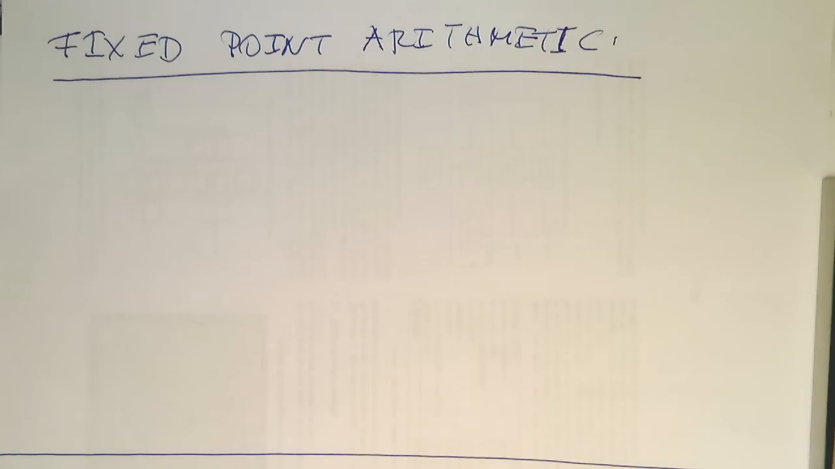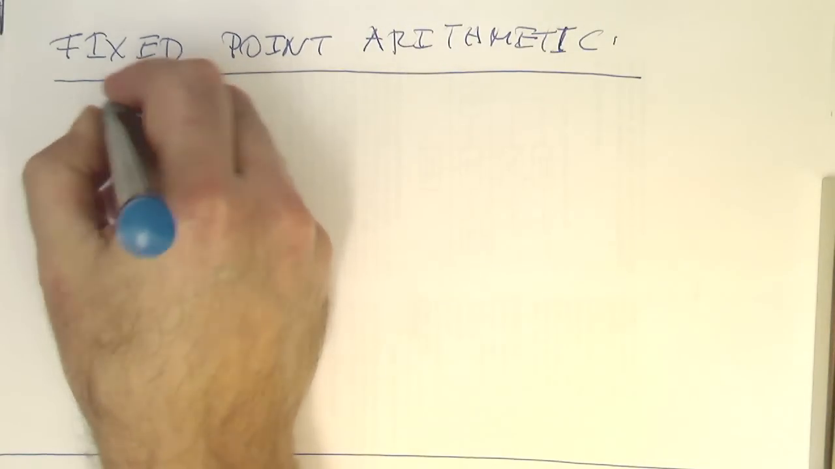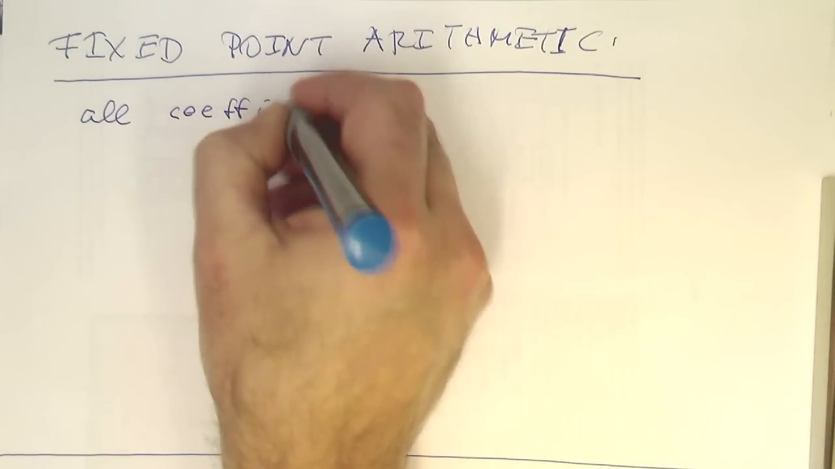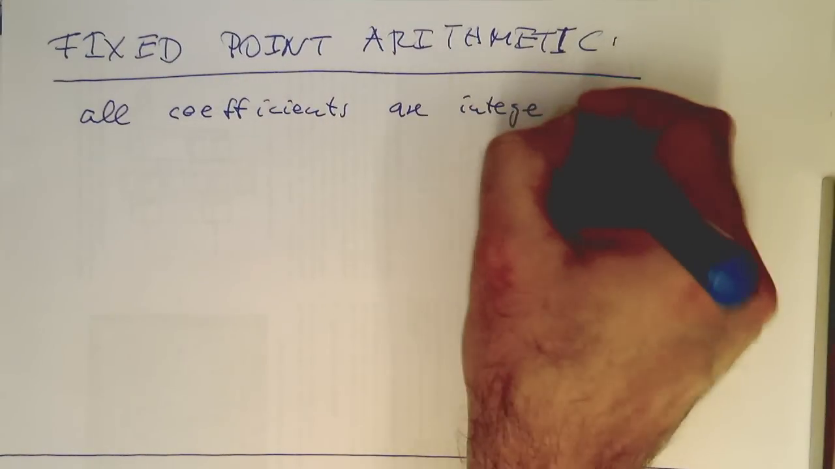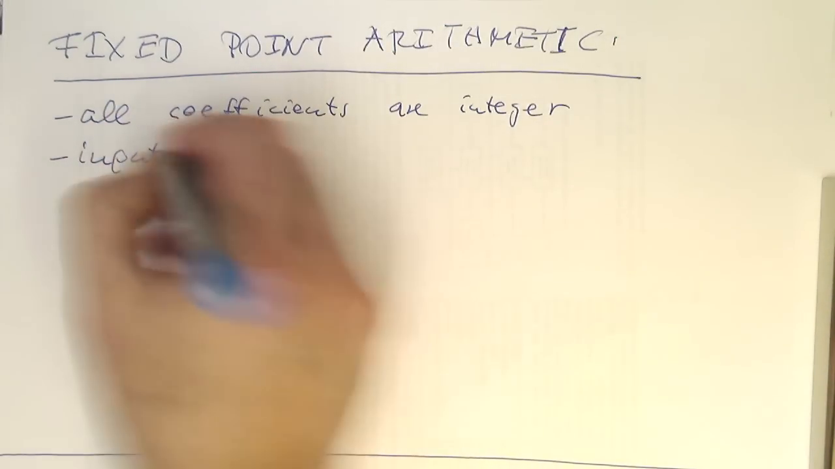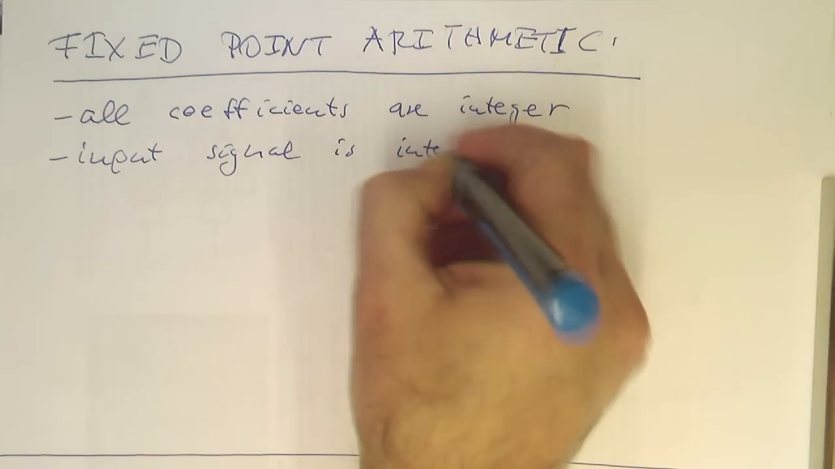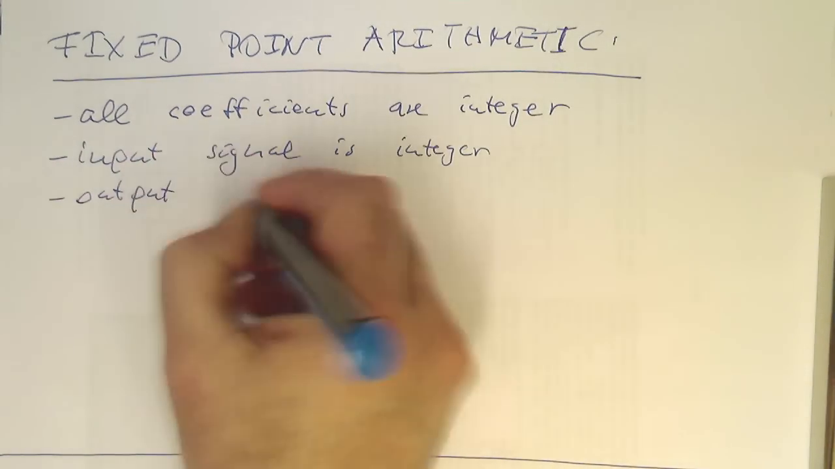So let's look into fixed point arithmetic. So what does it mean to do fixed point arithmetic? This means that all coefficients are integer. And usually also the input signal is integer, and also the output signal is integer.